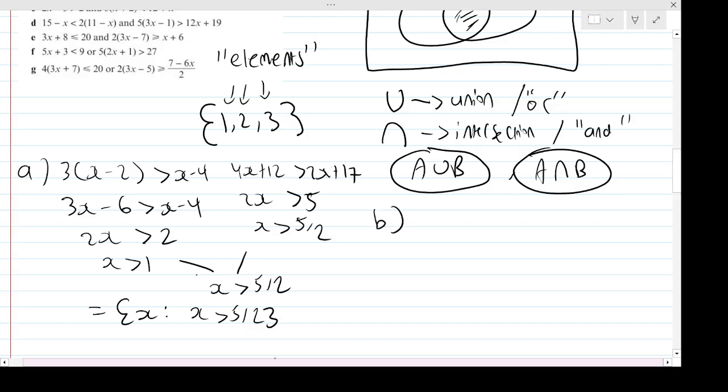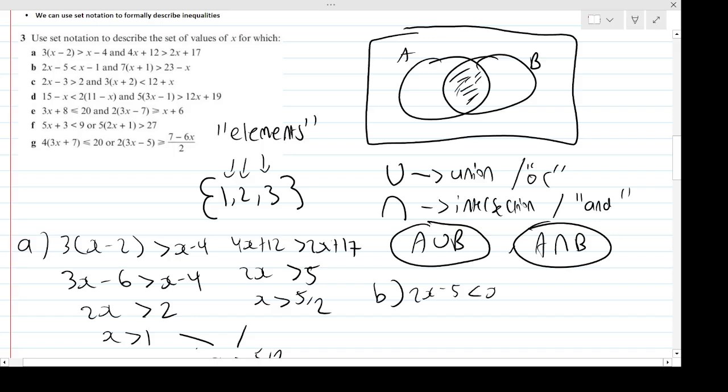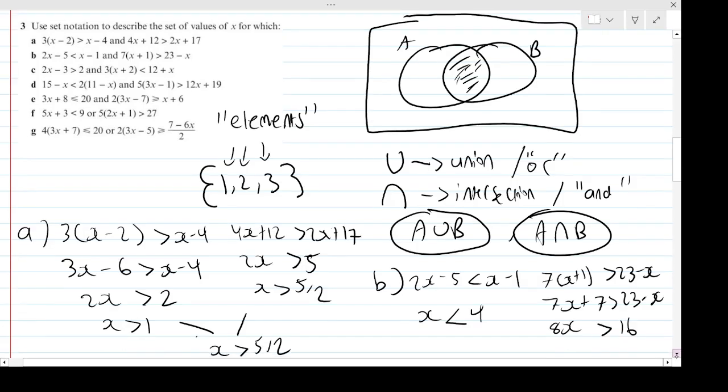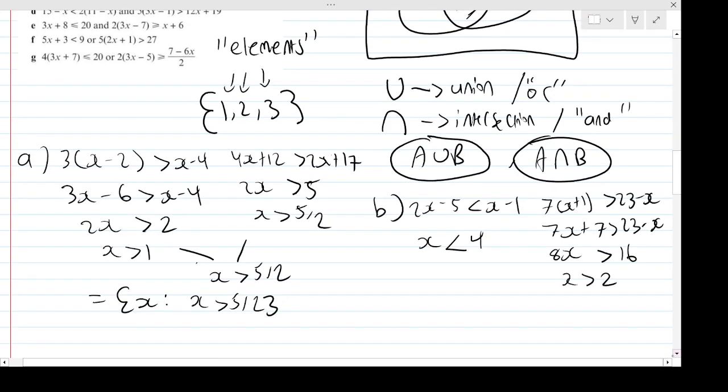Part B then. 2x - 5 is less than x - 1. So solve that one first. Take away the x from both sides to get x, then I'm going to add 5 to get less than 4. Then we have 7(x + 1) is greater than 23 - x. So let's expand this. 7x + 7 is greater than 23 - x. Then I'm going to add the x to both sides to get 8x, and then I'm going to move the 7 to the other side to get 23 - 7, which is 16, right? But then that means x has to be greater than 2.